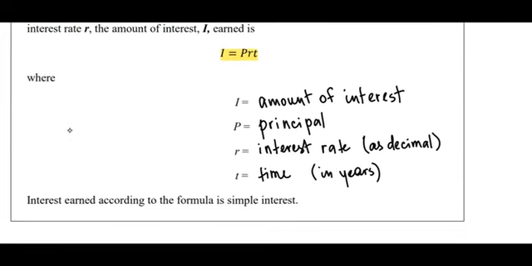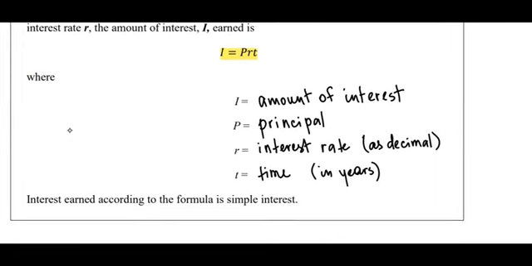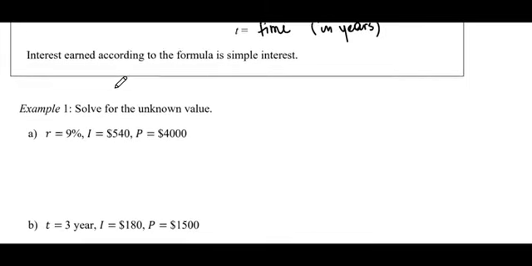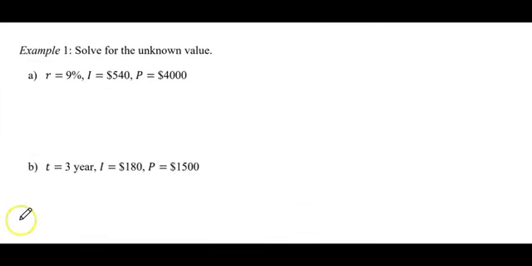According to this formula, the interest that is being earned is the simple interest. It's called simple interest because it only calculates per year, and in reality, in all practicality, we hardly ever use simple interest. But we're going to use it for this exercise. Let's look at a couple of examples now.